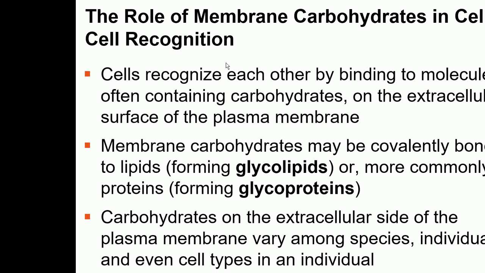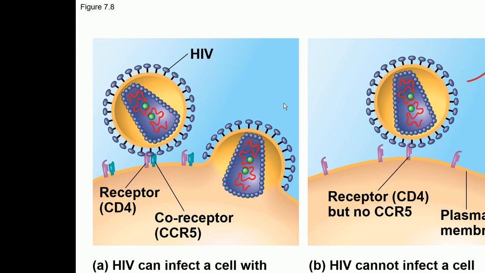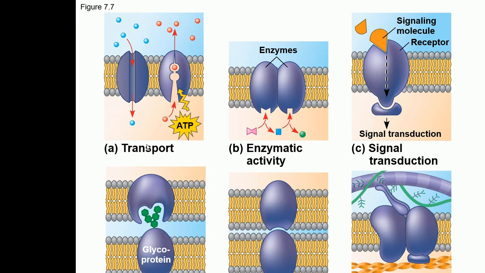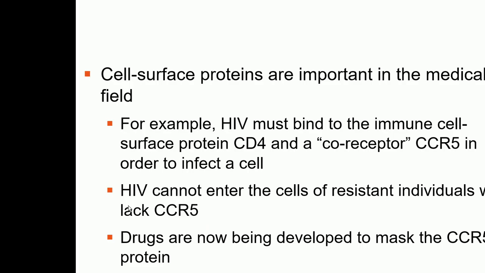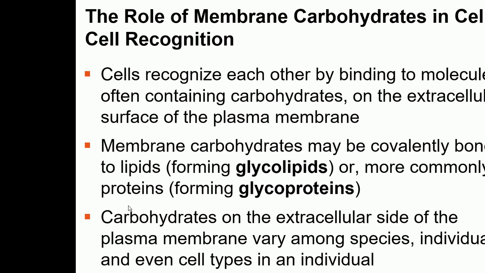Now, cells recognize each other by binding to molecules often containing carbohydrates on the extracellular surface of the plasma membrane. So here you can see this is one cell, this is the second cell, and this is a glycoprotein. So this cell is going to recognize the other cell through the glycoprotein which is present on it. So that's the importance of the carbohydrates in the plasma membrane.